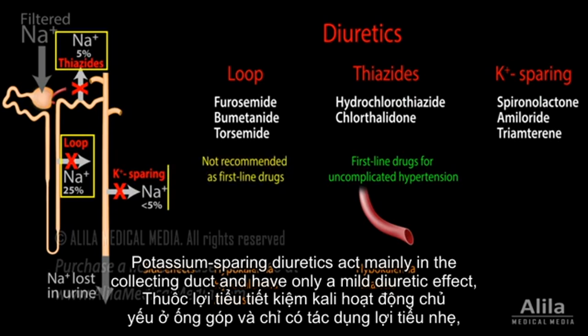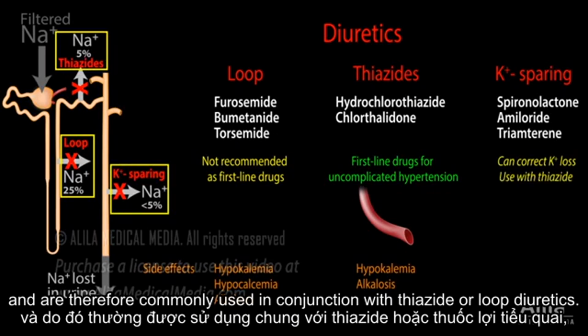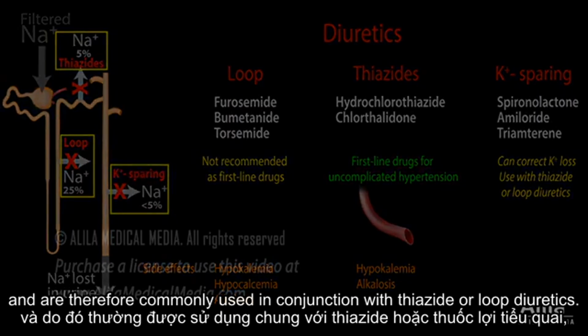Potassium-sparing diuretics act mainly in the collecting duct and have only a mild diuretic effect, but they can compensate for the potassium loss induced by other diuretics and are therefore commonly used in conjunction with thiazide or loop diuretics.